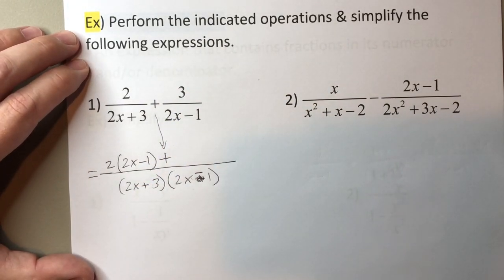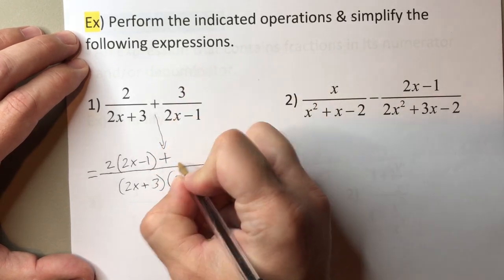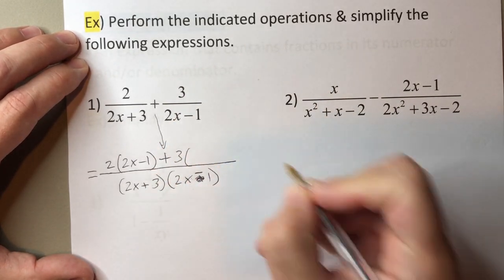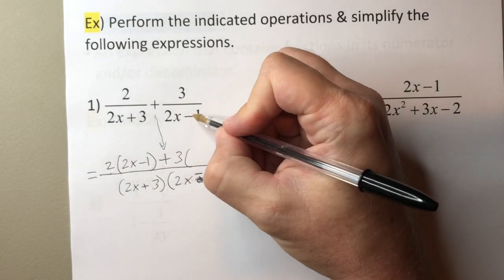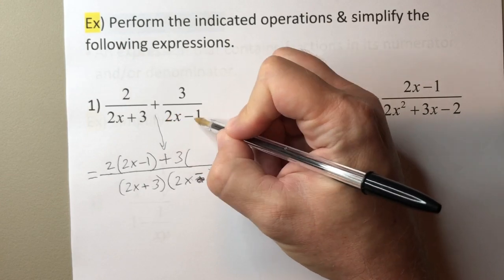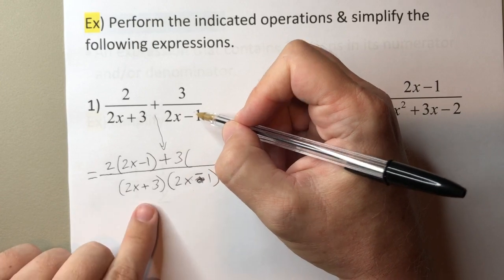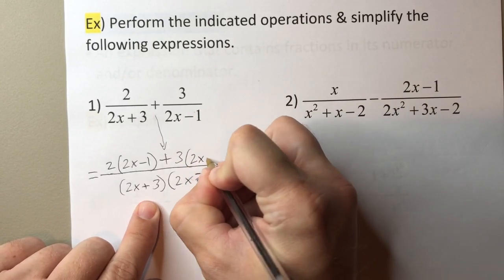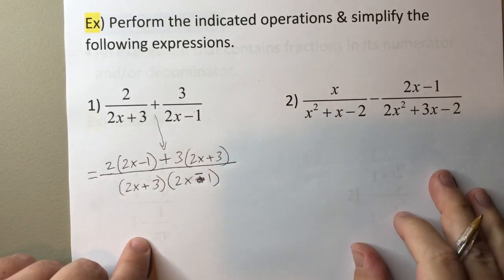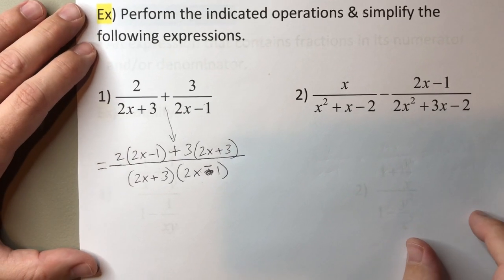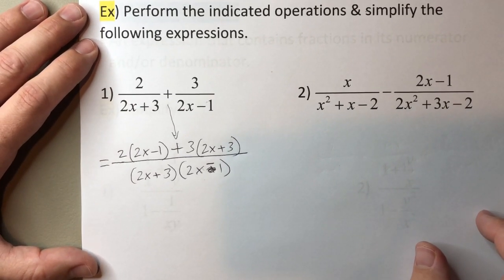And then we do the same thing for the next expression. So we're going to bring down the 3, and we're going to think, okay, it's already over the 2x minus 1. So what are we missing here? Well, we're missing the 2x plus 3. So we put that next.